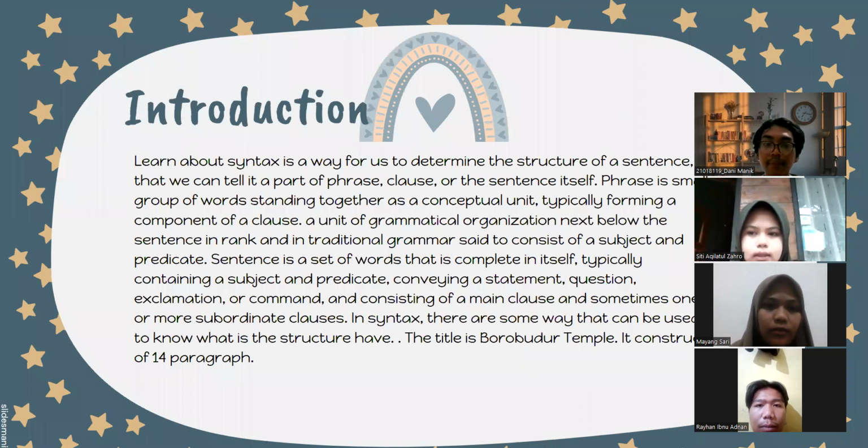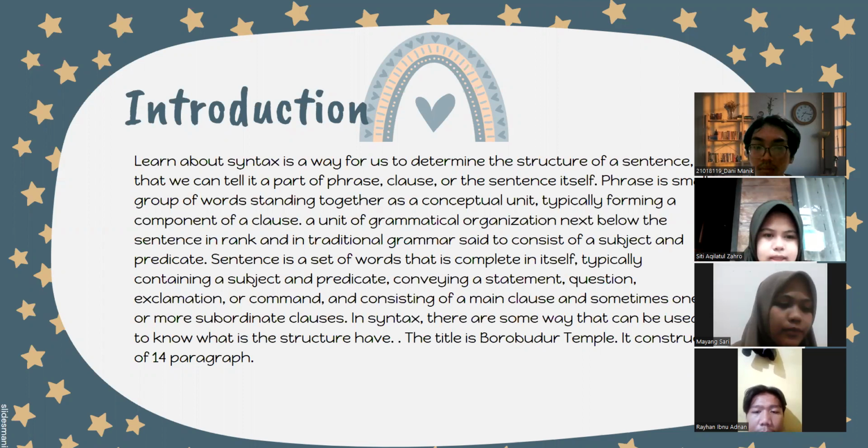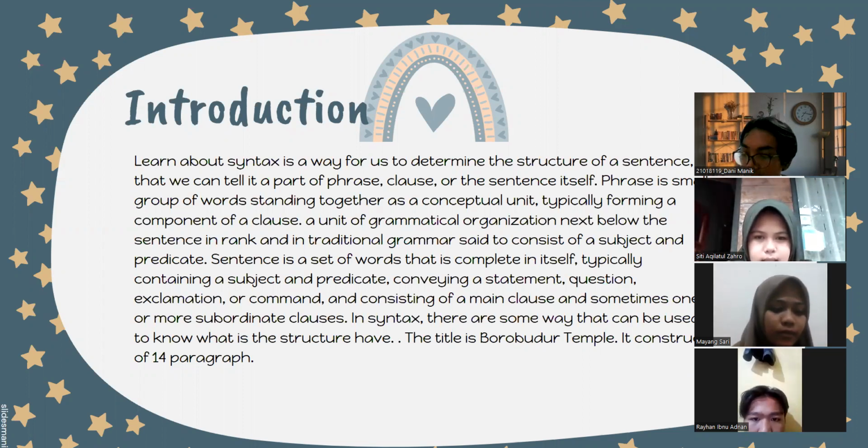In this research, we can find some keywords such as syntax, phrases, tree diagram, syntax analysis, and descriptive text. Introduction. Syntax is a way for us to determine the structure of a sentence, so that we can tell it apart as a phrase, clause, or the sentence itself. A phrase is a small group of words standing together as a conceptual unit, typically forming a component of a clause. A unique grammatical organization next below the sentence in rank, and in traditional grammar said to consist of a subject and a predicate.